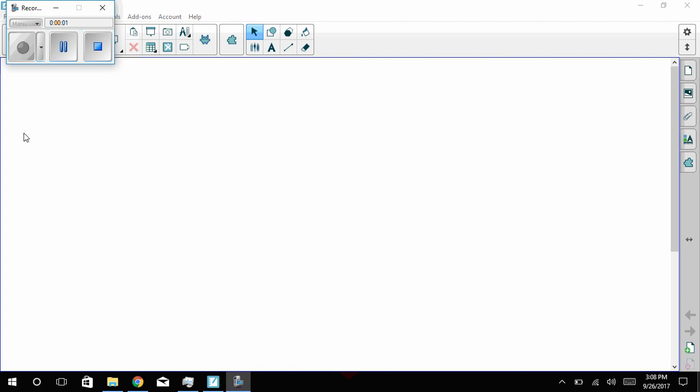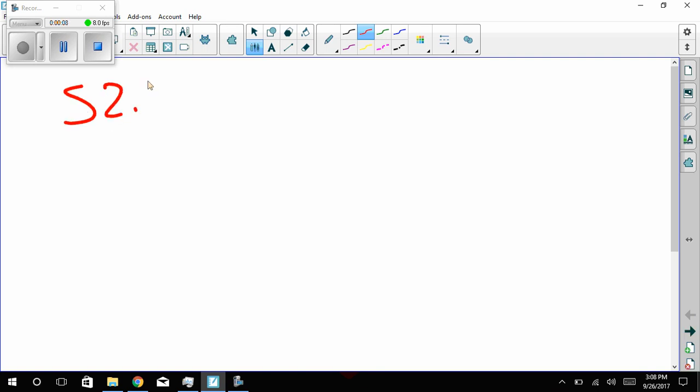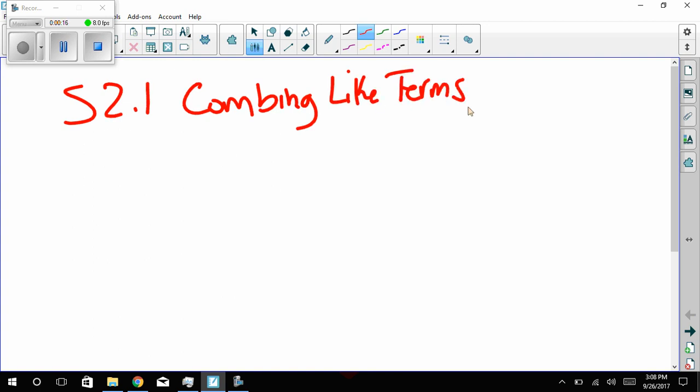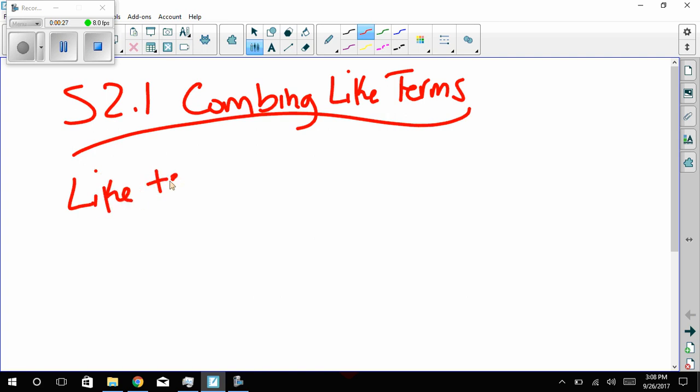Okay, today we're going to talk about section 2.1, combining like terms. Before we start talking about combining like terms, we need to talk about what like terms are.